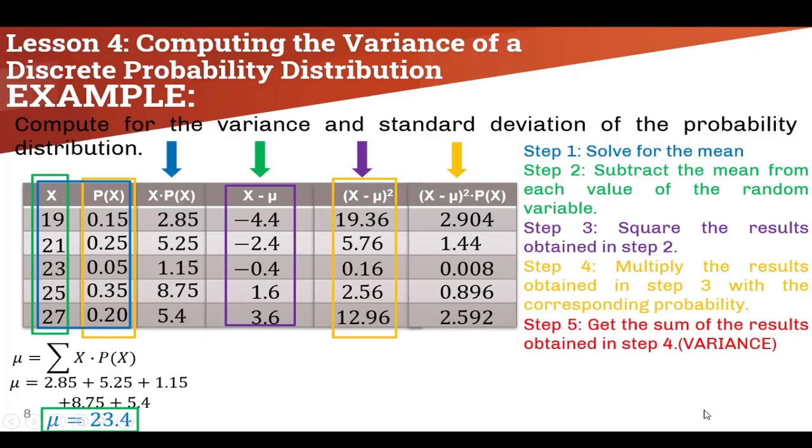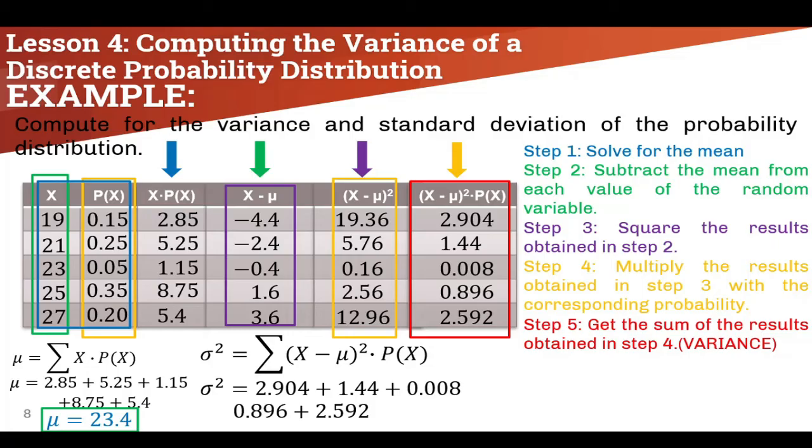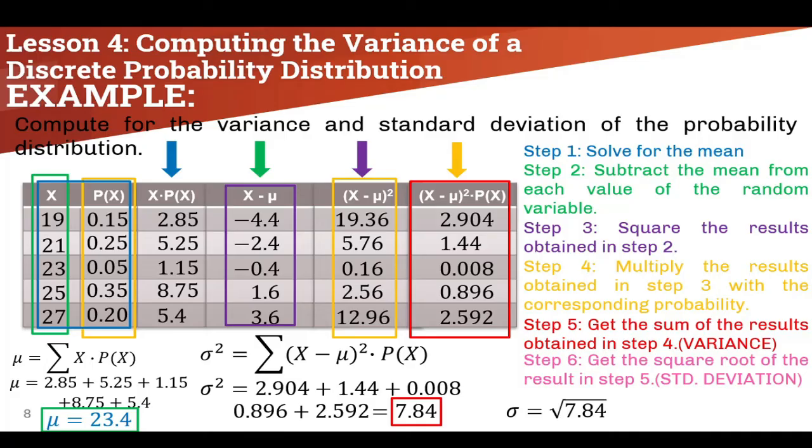Step 5, get the sum of the results obtained in step 4. So, i-add lang natin yung nakuha nating result sa step 4 para makuha natin yung variance. I-add lang natin ito. So, anong makukuha nating sagot? Add nga natin. Ayan, very good. So, ano nakuha natin sagot? 7.84. Very good. Once na meron na akong variance, ano na next step? All I have to do now is to get the square root para makuha ko yung standard deviation. And the square root of 7.84 is equals to 2.8. Very good. So, nakuha na ba? Nakuha na natin yung variance at standard deviation ng probability distribution na to. Kuha ba? Okay, good. Sir, wala po bang mas madaling paraan para makuha yung variance at standard deviation ng probability distribution?